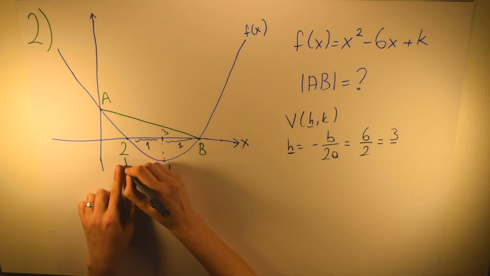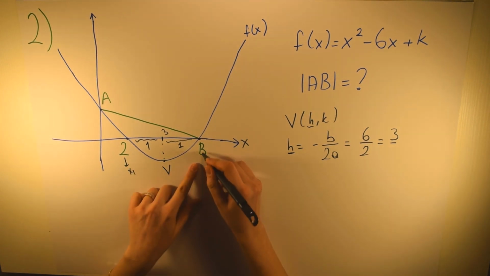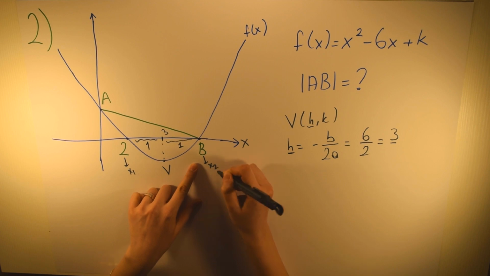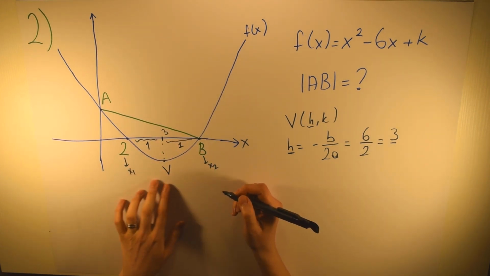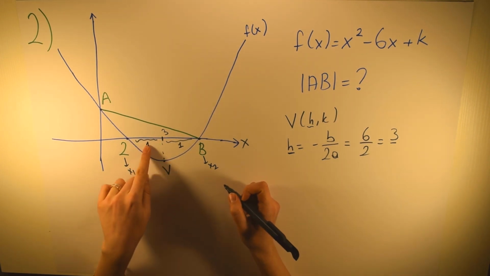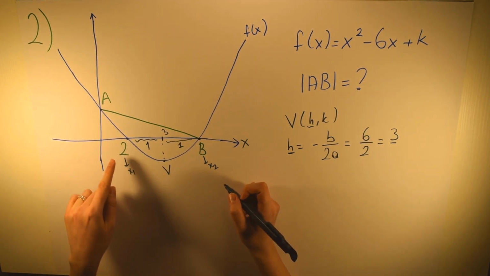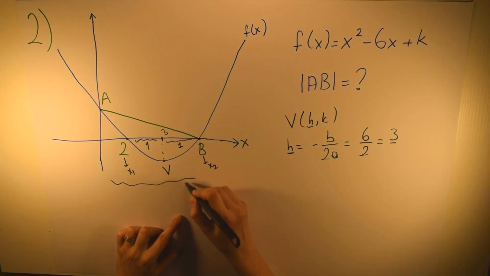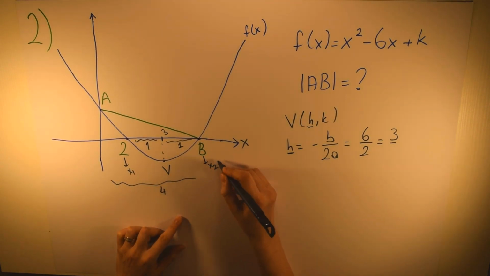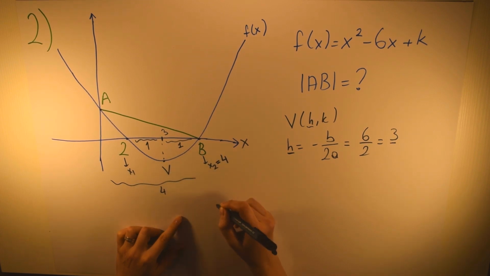This is our first root, x1, and this is our second root, x2, and the vertex point is in the middle of these two points. So here is 1, and here is 1, and here is 2. 2 plus 1 plus 1 is equal to 4, which means our second root is equal to 4.